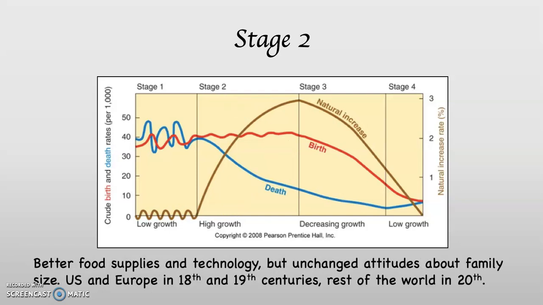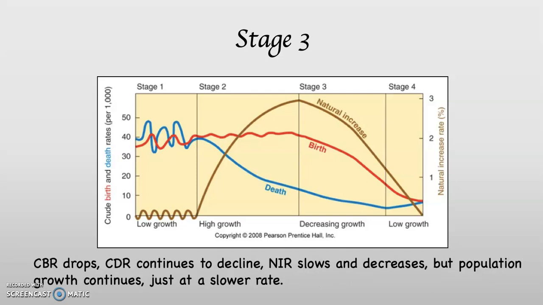Well, better food supplies and technology, but unchanged attitudes about family size. The US and Europe went through stage 2 in the 18th and 19th centuries. The rest of the world entered into stage 2 in the 20th century. In stage 3, crude birth rate drops, so it begins to come down. Crude death rate continues to decline, and natural increase rate slows and decreases, but population continues to grow.